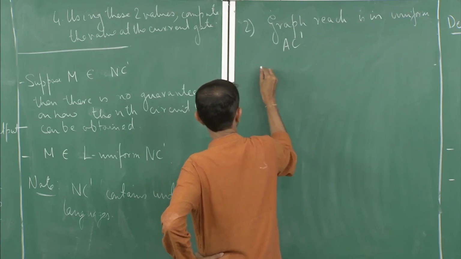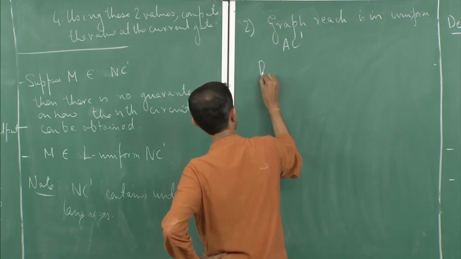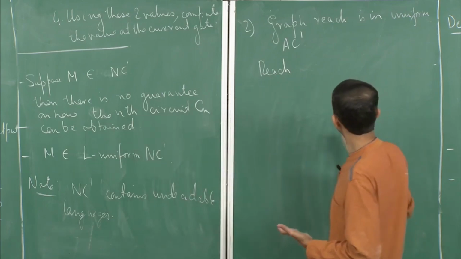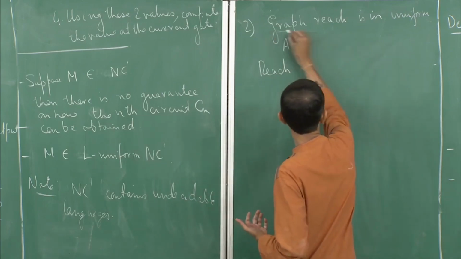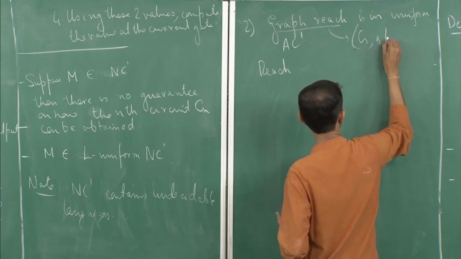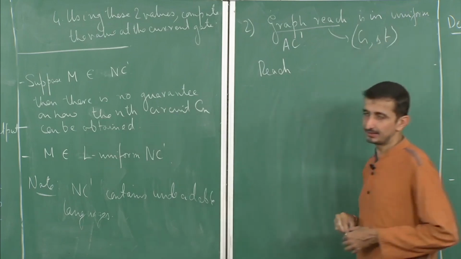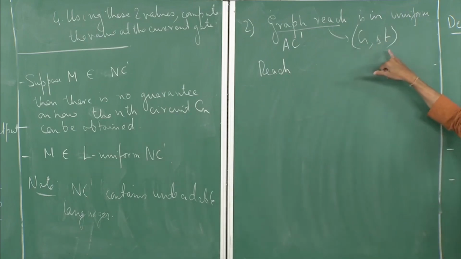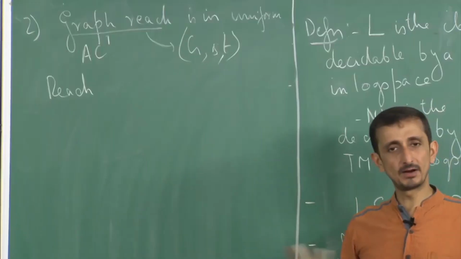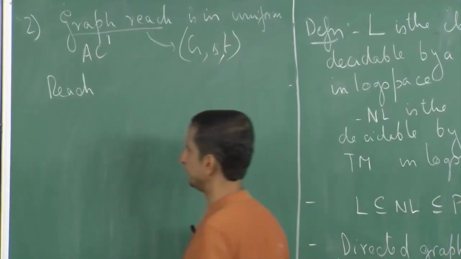Okay. So to prove this, let me define a predicate. So what is the graph reachability problem? It is a tuple given G, S and T. It should accept if there is a path from S to T in G, and if there is no path you reject. So that's the graph reachability problem.